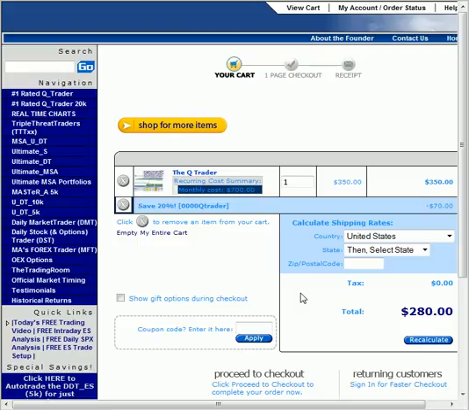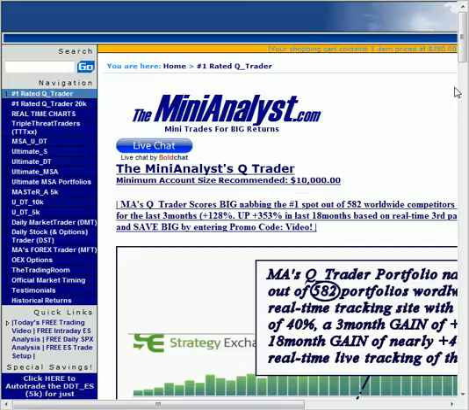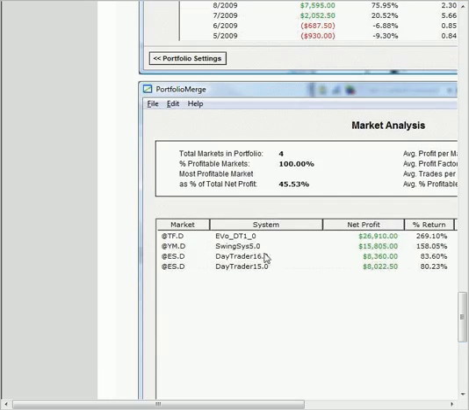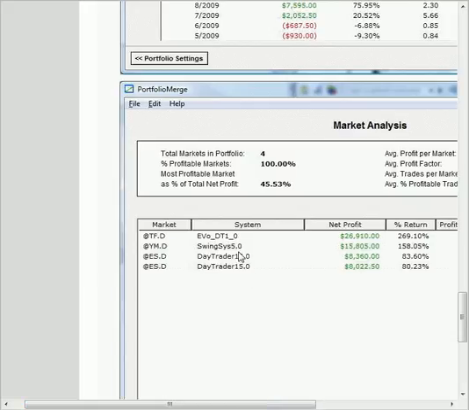Now you may look at the other systems and say, oh, well, this one's only $200 a month. Well, here on the Q Trader, you're getting 1, 2, 3, 4. So you're getting 4 models. So each system would be, there's the profit that you've had in the Q Trader over the last few years.